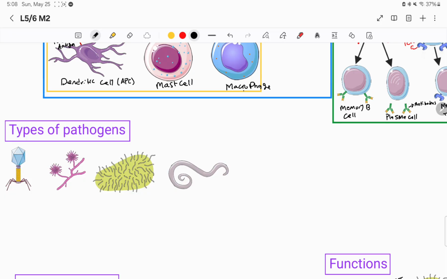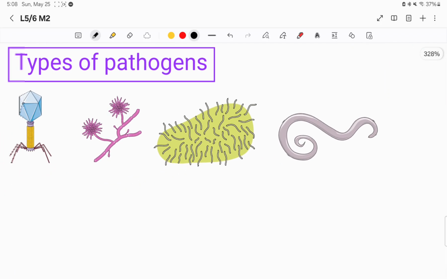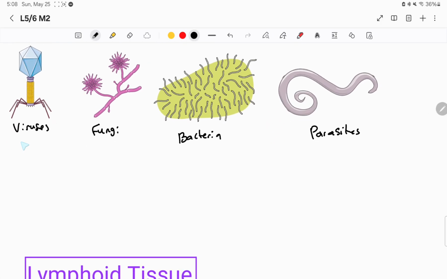First of all, we know that it's not just all about pathogens, right? At the start of the video, I mentioned that we can have cancer cells. These are our own cells that have been mutated and are now foreign to us, so we can fight them off. But what about pathogens? Well, we can have things like viruses, fungi or fungus, bacteria, and parasites. And I'll give you an example of all of them.